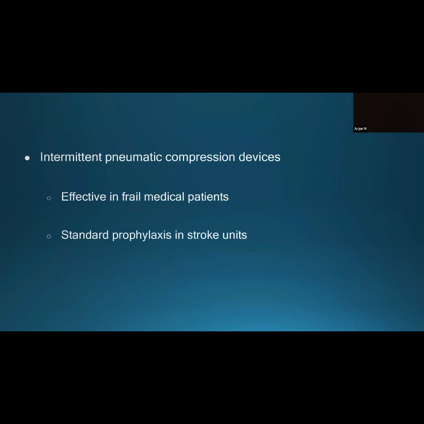Intermittent pneumatic compression devices can be considered for patients, and these are found to be highly effective in frail medical patients. And these are the standard prophylaxis in those who cannot use stockings. However, the effectiveness of both these mechanical prophylactic measures in a palliative care setting hasn't been established. Further research hasn't been conducted in this field.